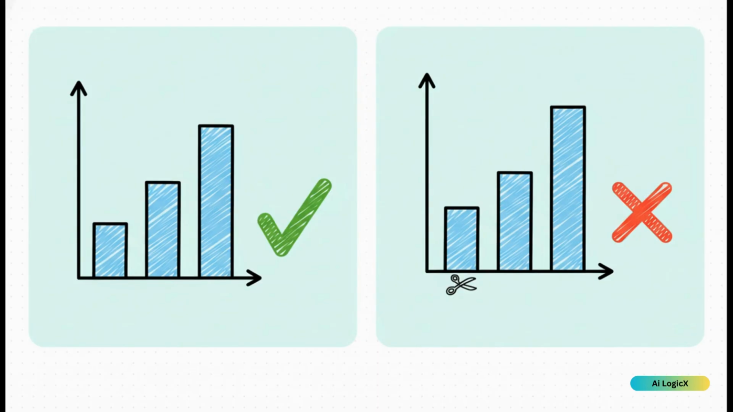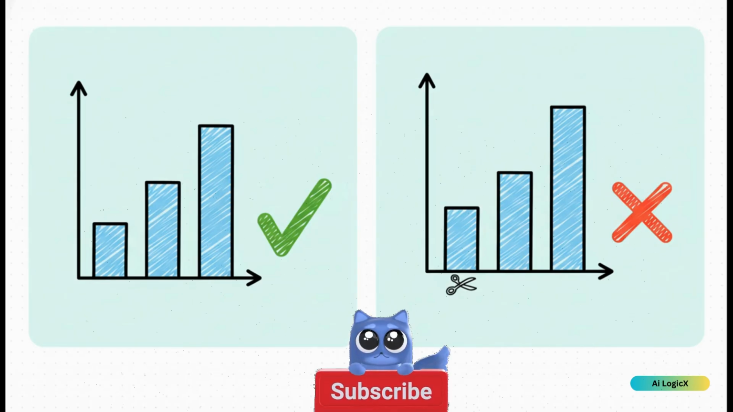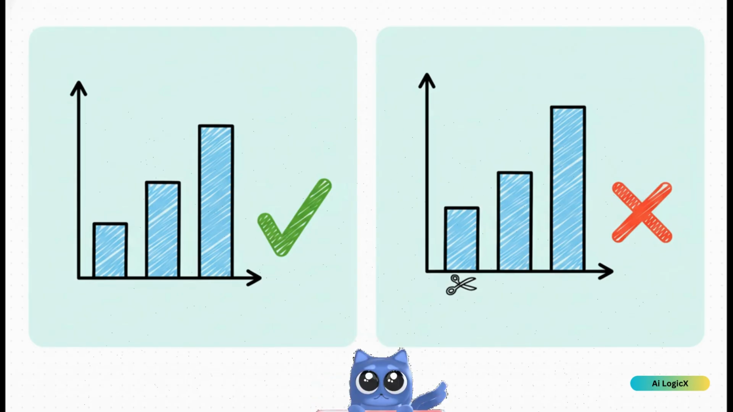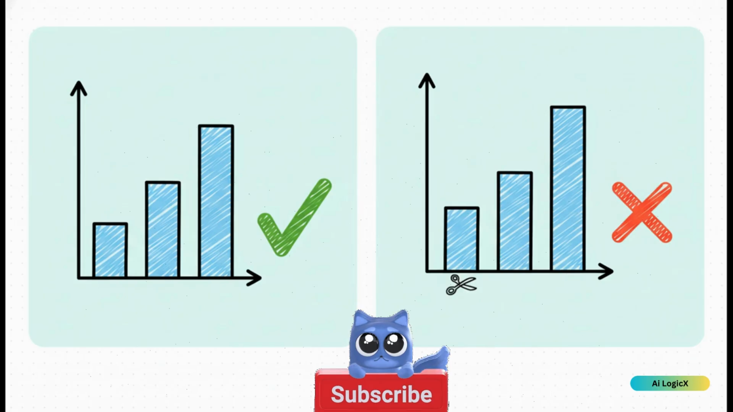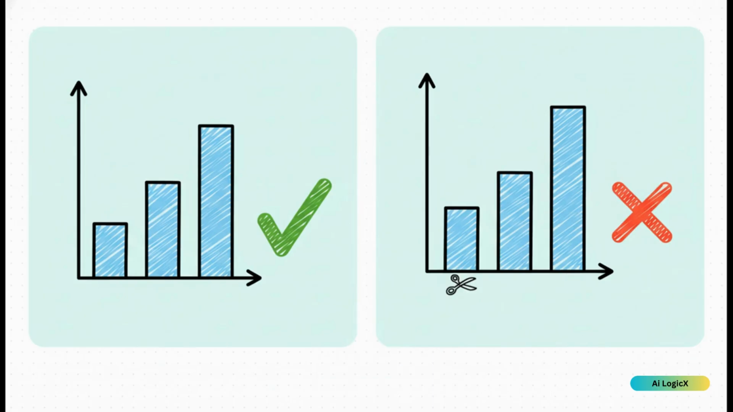See how the vertical axis, the y-axis, starts at 0? Now look at the right. That axis has been messed with. It's been truncated, or cut off. All of a sudden, the difference between those bars looks massive, doesn't it? This is a classic trick. It dramatically exaggerates the story and is used all the time to distort how you see the facts.